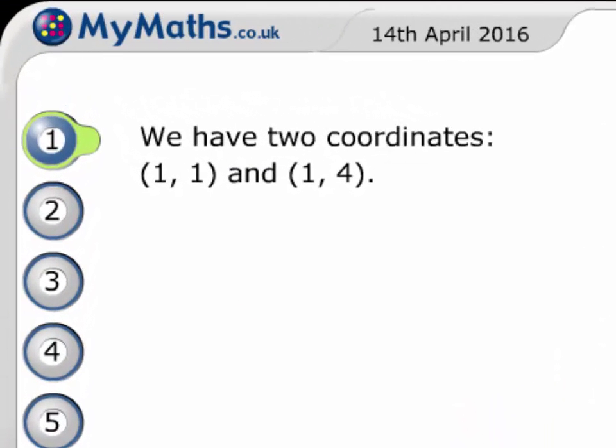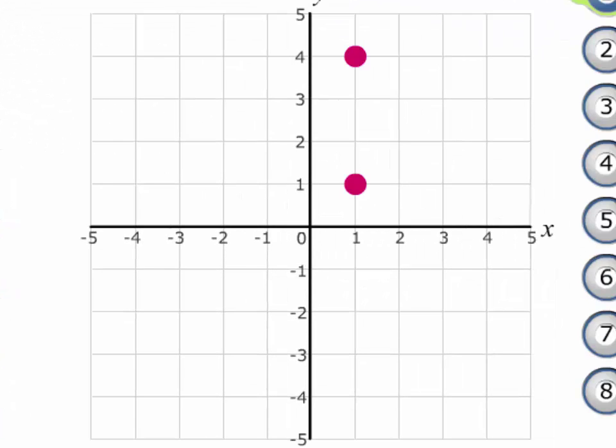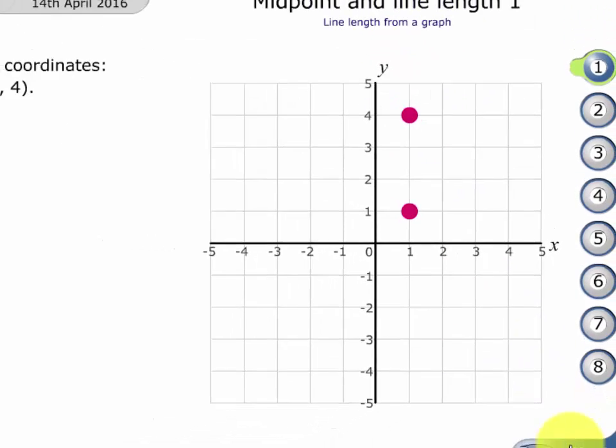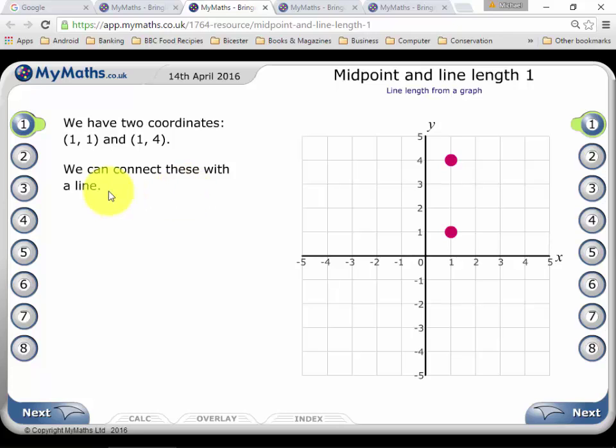We have 2 coordinates, 1, 1 and 1, 4. Let's have a look at these on the graph. Here is 1, 1 and here is 1, 4. Click on next. We can connect these with a line. Let's see that line. Click on next. What is the length of this line?